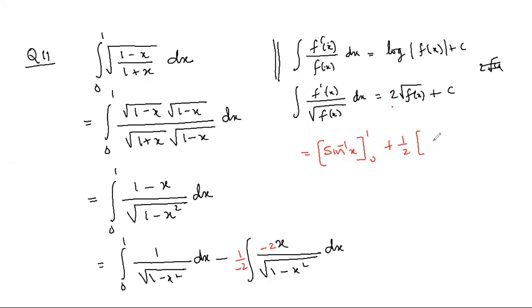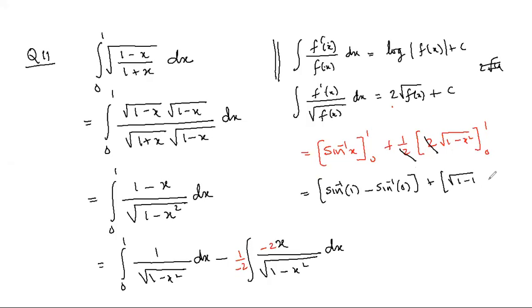f dash x upon root of x is 2 root of x from 0 to 1. Again, you will get this 2 cancelled. Now you can put the limit. Sine inverse of 1 minus sine inverse of 0 plus root of 1 minus 1 minus root of 1. Answer is pi by 2 minus 0 plus 0 minus 1. So the final answer is pi by 2 minus 1.